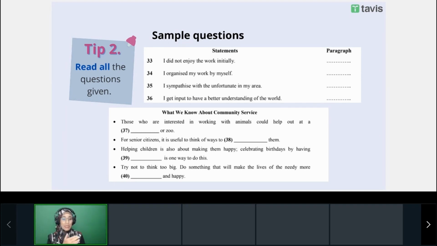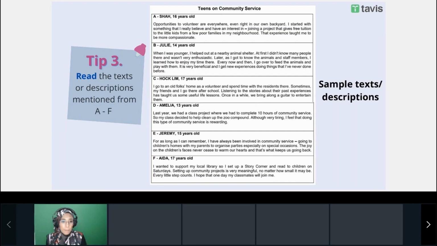Although in gap 4, you are given answer options in part 3 or in part 2 or in part 1, all other parts you'll be given answer options. But for this one, for 33 to 36, yes, there are answer options. But for 37 to 40, none. All right. So next tip, read the text or descriptions mentioned from A to F.